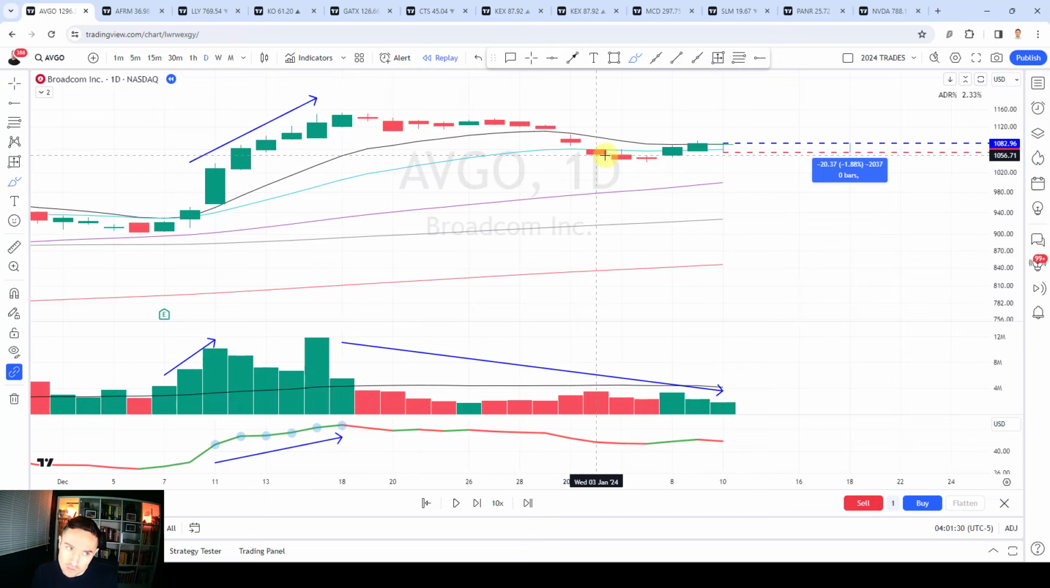Now, with a bigger stock like this, Broadcom, the 21-day EMA is going to be more appropriate. The next slide is going to be a firm that has a much higher 20-day ADR percentage.